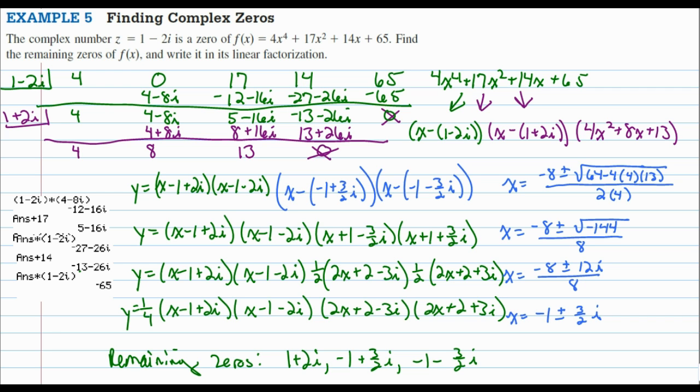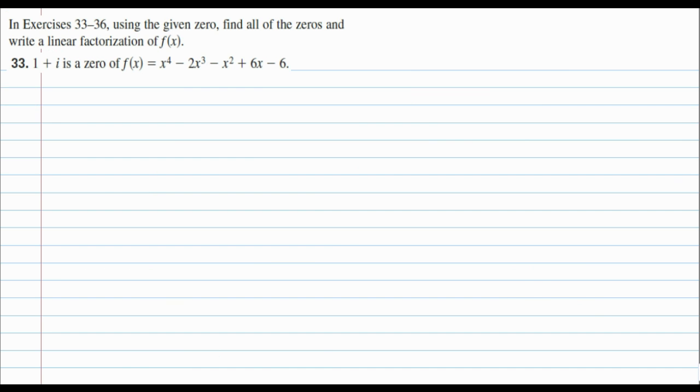So now when I graph this equation, all of the zeros are imaginary. It will never cross the x-axis, and that is very possible because this is an even degree polynomial, so both of its end behaviors will be face up, and it just will never touch or cross the x-axis.